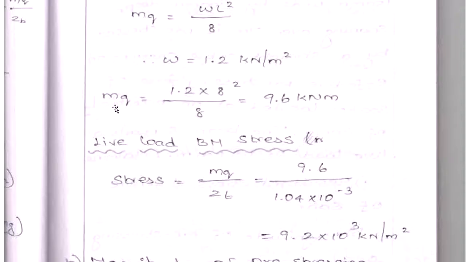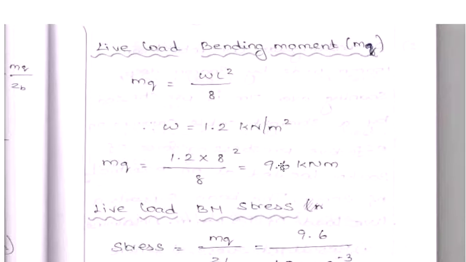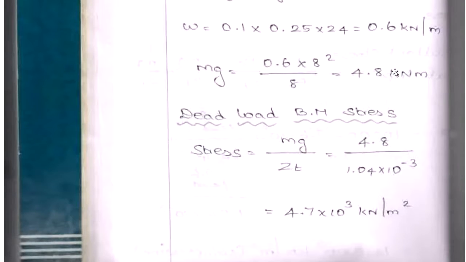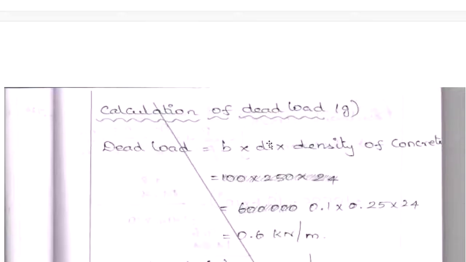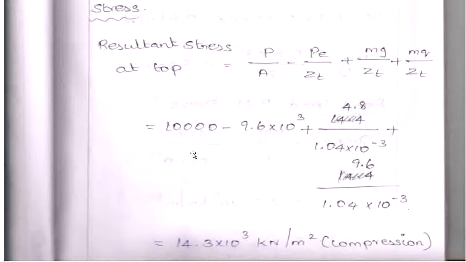You can see over here, mq 9.6 we have got, mg we have got as 4.8. So the same things I have applied, and divided by zt, and we are getting the answers like this. I have got the answer for resultant stress at the top as 14.3 into 10 to the power 3 kilonewton per meter square, in compression.